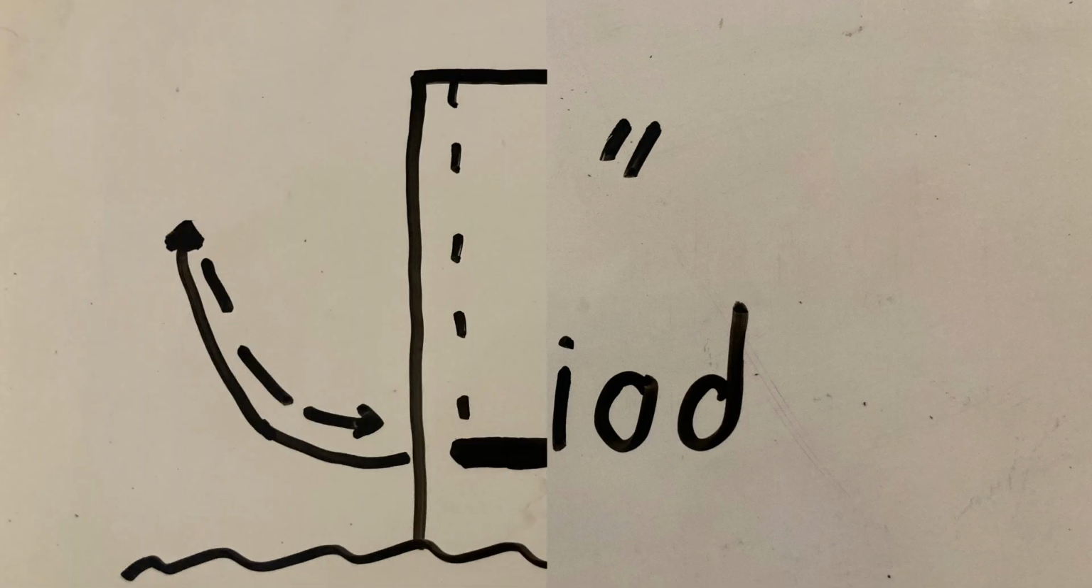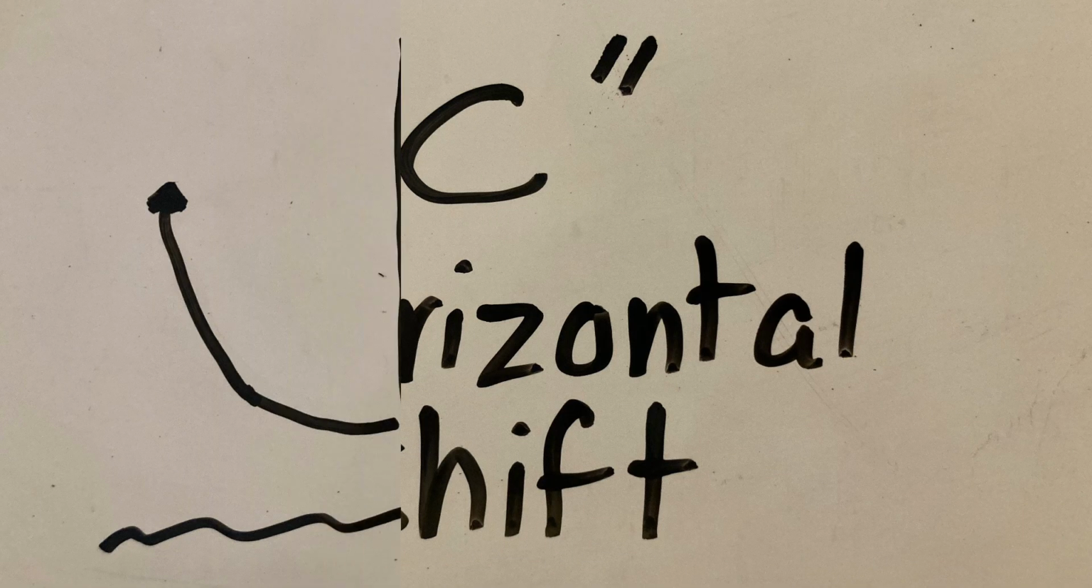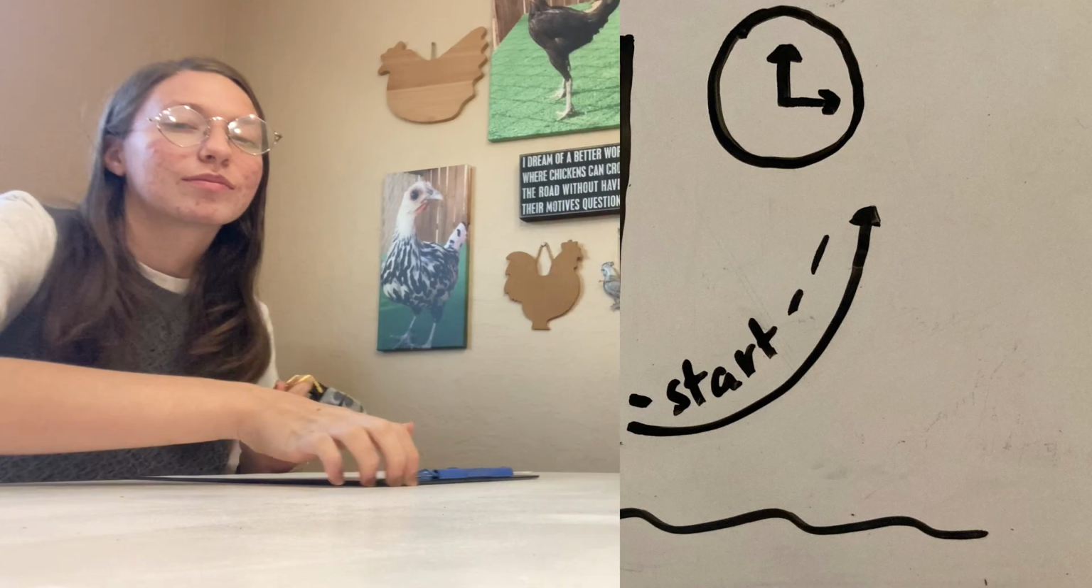B. Period. Period is how long one cycle of movement takes. In this example, it would be how long it takes for the swing to swing back and forth once. C. Horizontal shift. Horizontal shift determines when the harmonic motion begins. For the swing, it would be at what second the swinging starts.